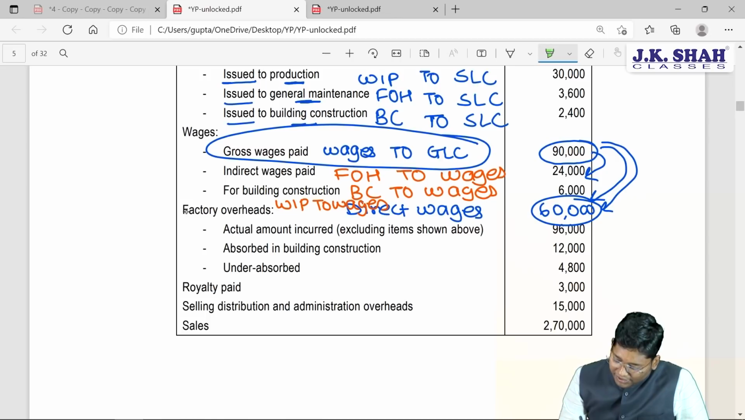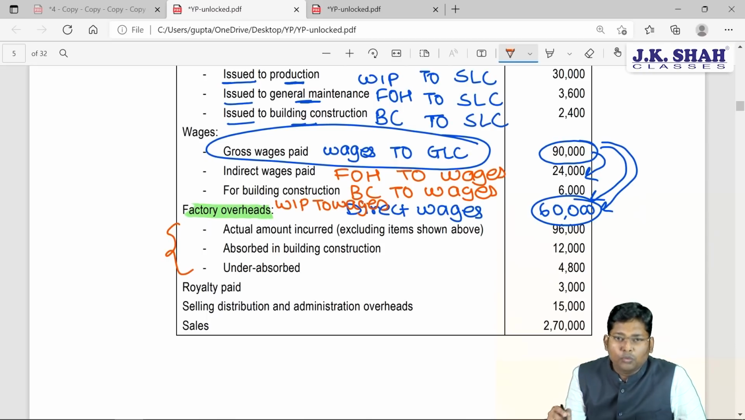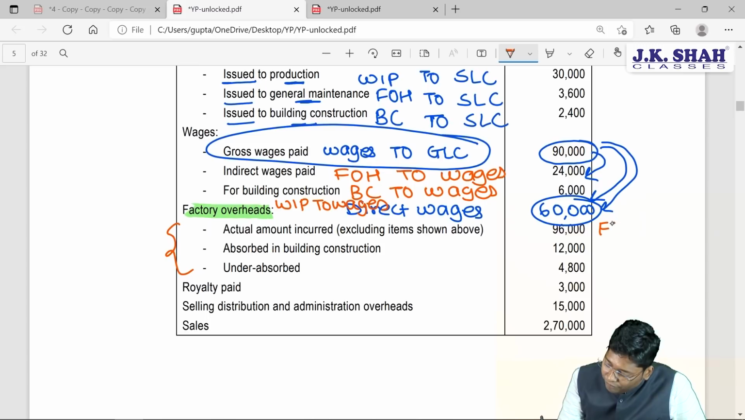After wages, factory overheads are given, and this is very important. Repetition is going on. The sum question, guys, you have solved in class from the classwork section. Question number 3. Actual amount incurred towards factory overheads is 96,000, and entry for this is factory overheads account debit to GLC as you are paying off the amount.